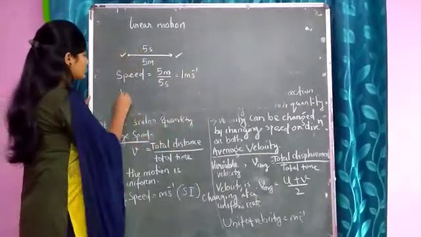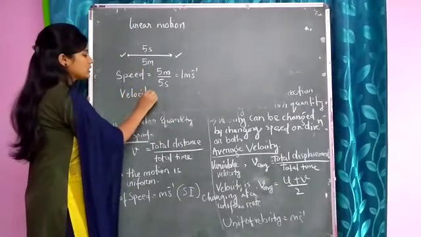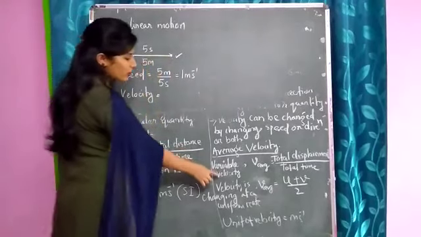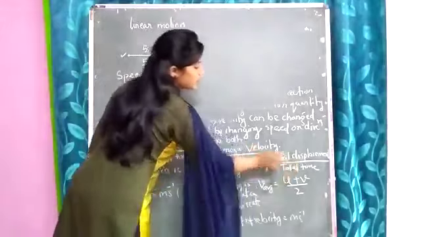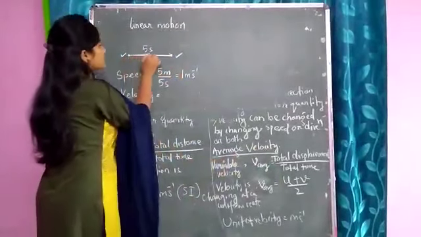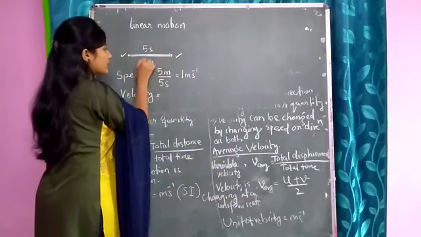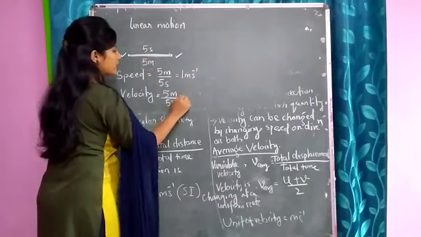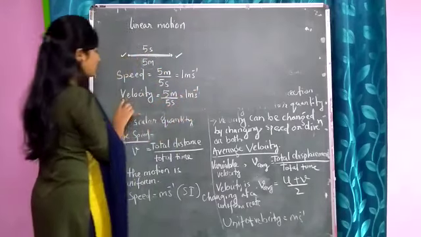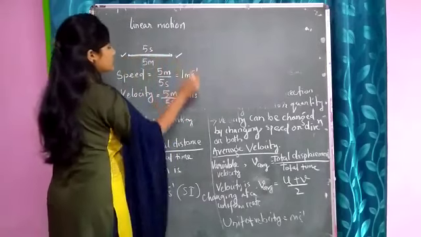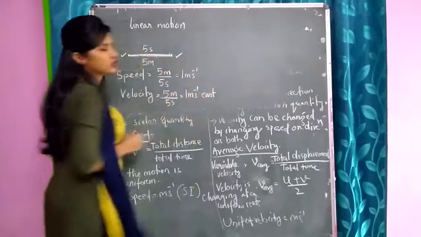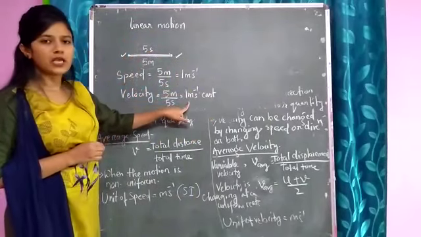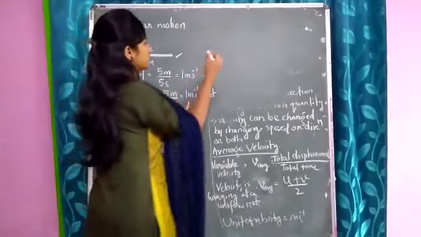If I go for its velocity, the velocity magnitude will also be the same. What is the formula for velocity? Total displacement by total time. What is the displacement of the body? The displacement will again be 5 meter, by time 5 seconds, so 1 meter per second. Now again we have to define the direction, that is towards east. So for the linear motion case, the speed and velocity will have the same magnitude. Let us take another case.